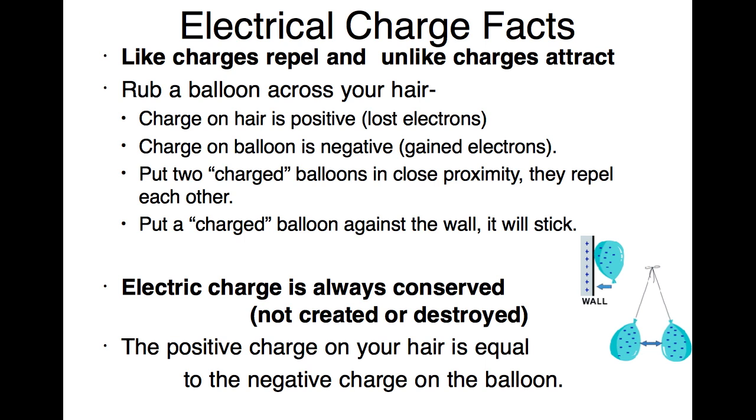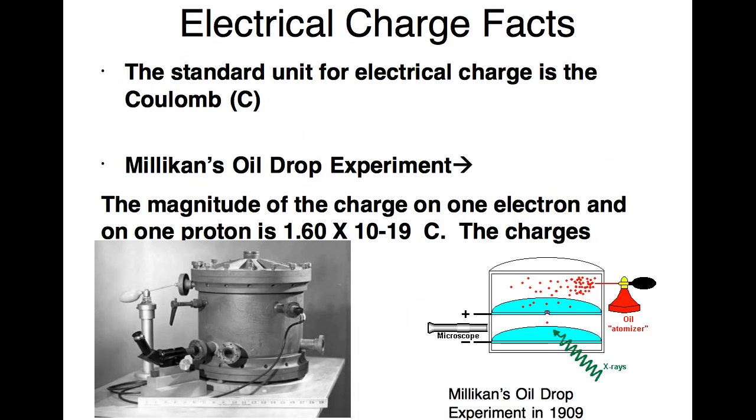So the positive charge on your hair is equal to the negative charge on the balloon. Like we talked about, the standard unit for electrical charge is a coulomb, represented by the letter C. If you see on the bottom of your screen, you have Millikan's oil drop experiment. The magnitude of the charge on one electron and one proton are equal. It's 1.6 times 10 to the negative 19th coulombs.